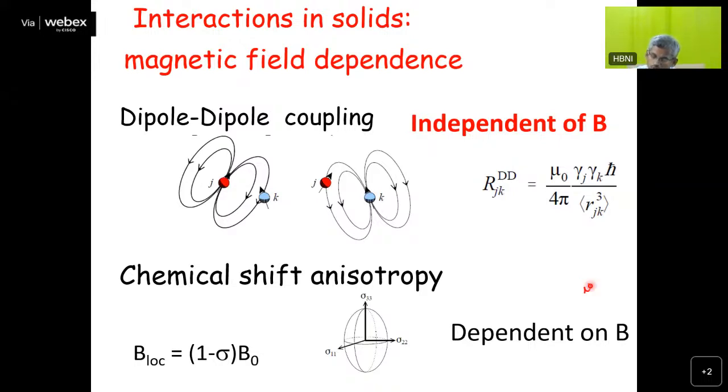Omega is equal to gamma B0. Here gamma is nothing but the gyromagnetic ratio, and B0 is the applied field.